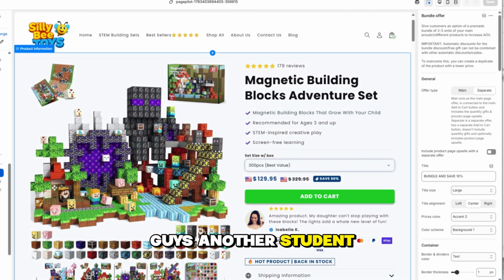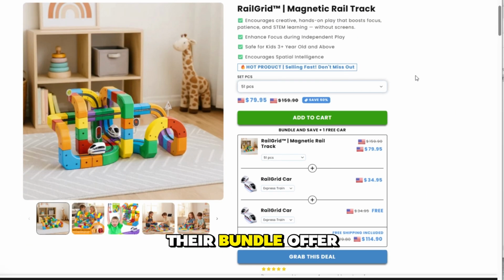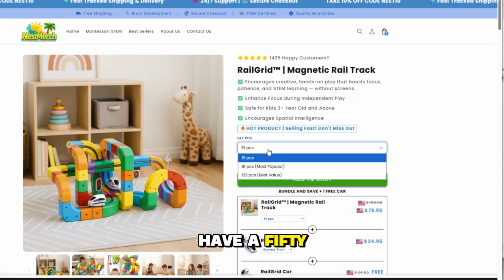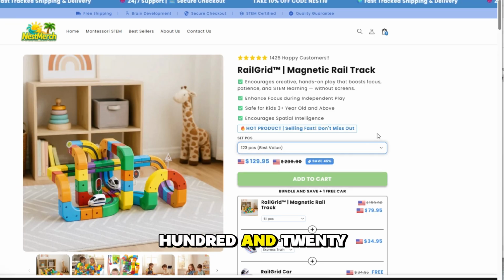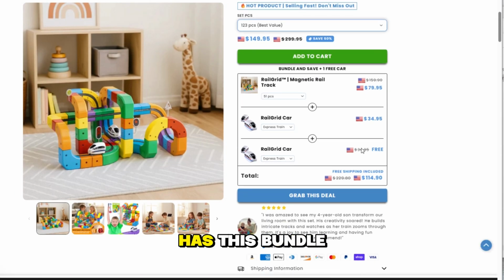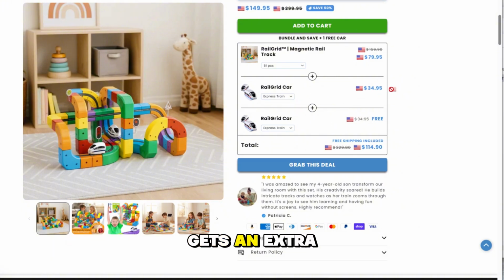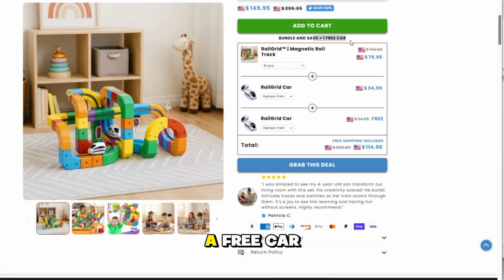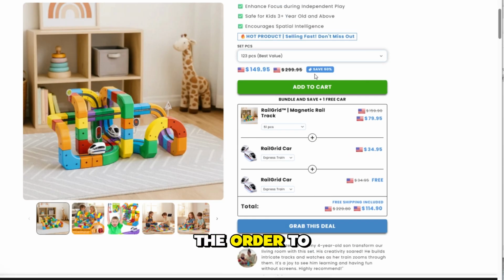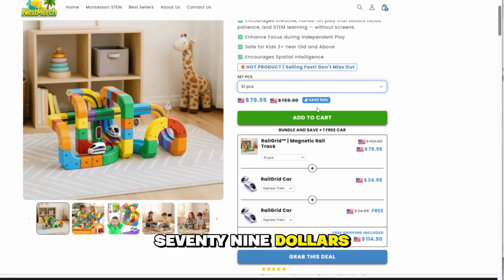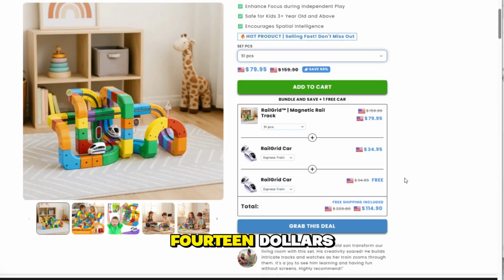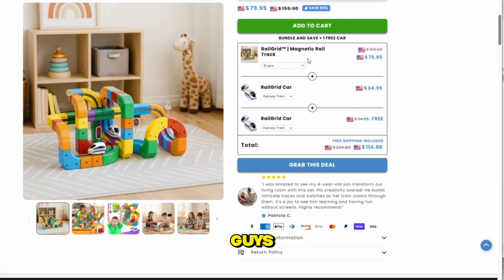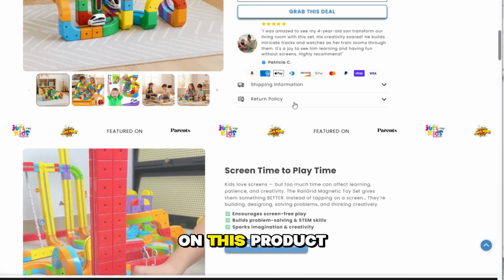I'll show you guys another student of mine that's crushing it right now with their bundle offer, which is right here. We have a 51 piece, 81 piece, and then 123 piece. And then she has this bundle offer here. If someone gets an extra car, they'll get a car for free. A lot of the folks are grabbing this bundle if they get a free car, and that allows the order to go from, I don't know, $79 to now over $114. So some of her average orders, guys, are like $300, $200 on this product right here.